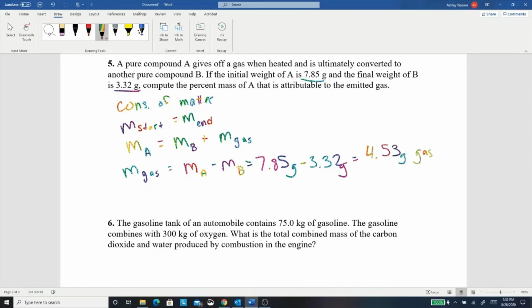We're not quite done yet, though, because we want the percent of A that is gas. So this percent is going to be equal to 4.53 grams divided by our mass of starting A, which is 7.85 grams, times 100 to turn it into a percent, and you get 57.7%.